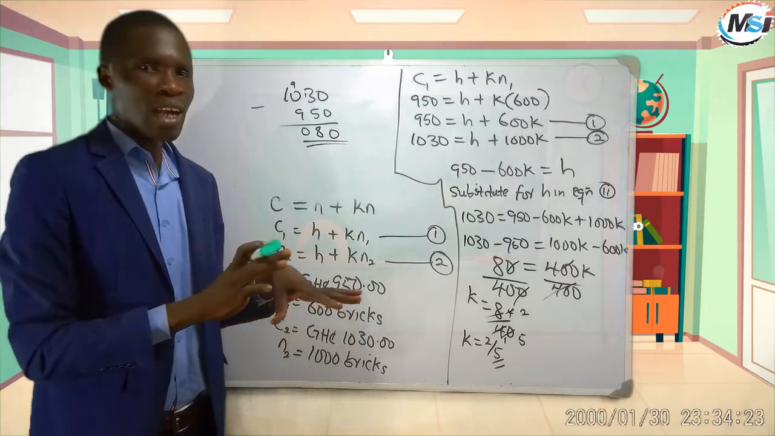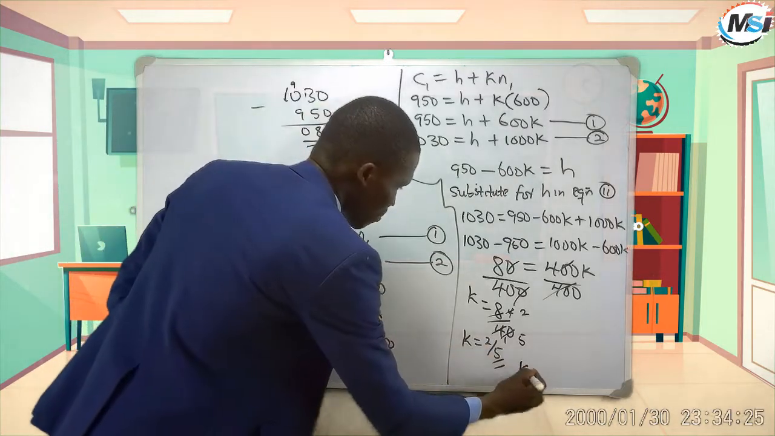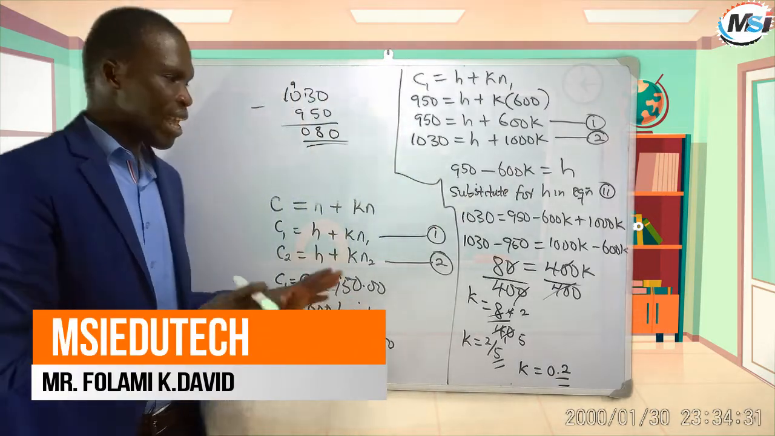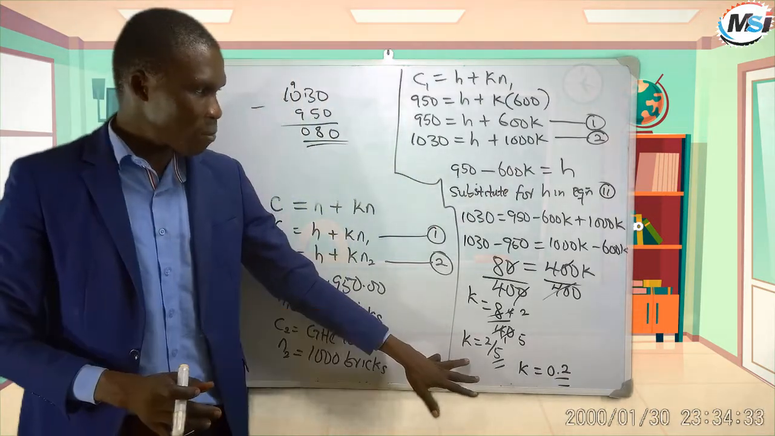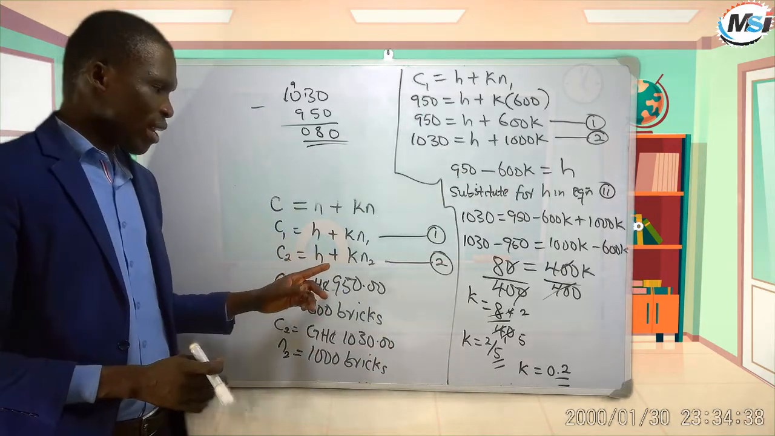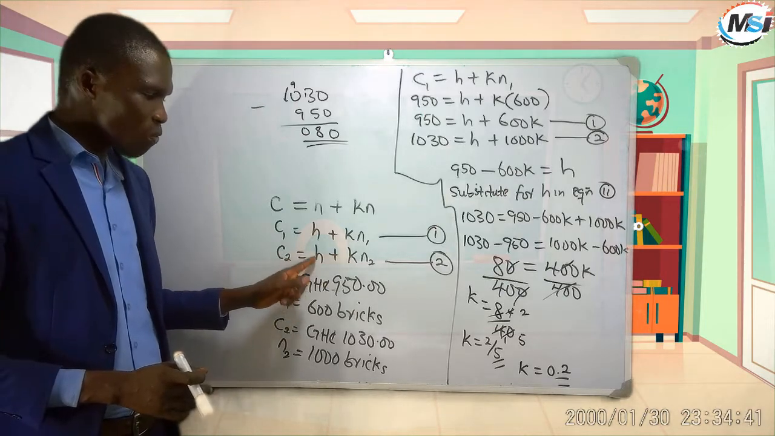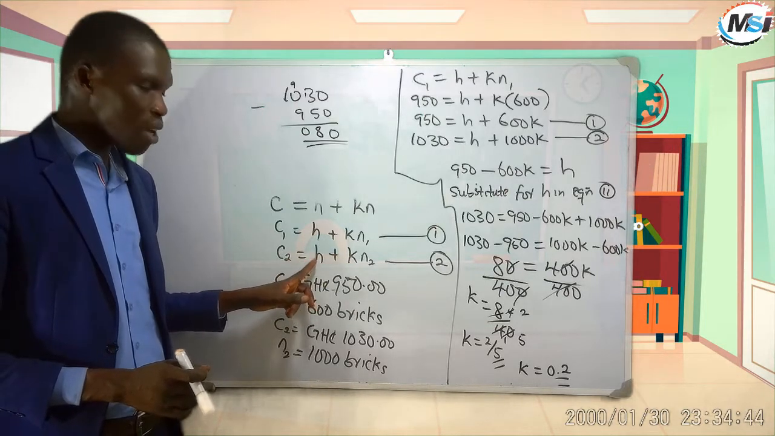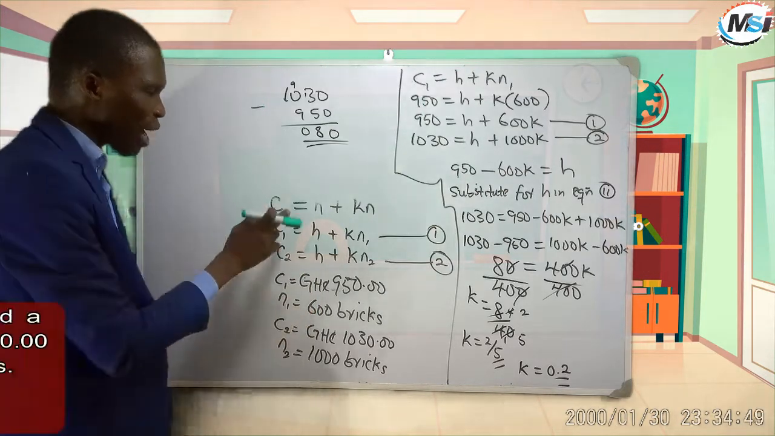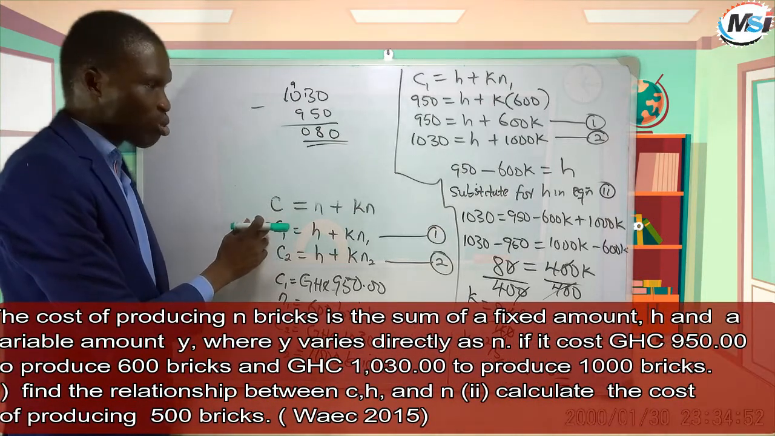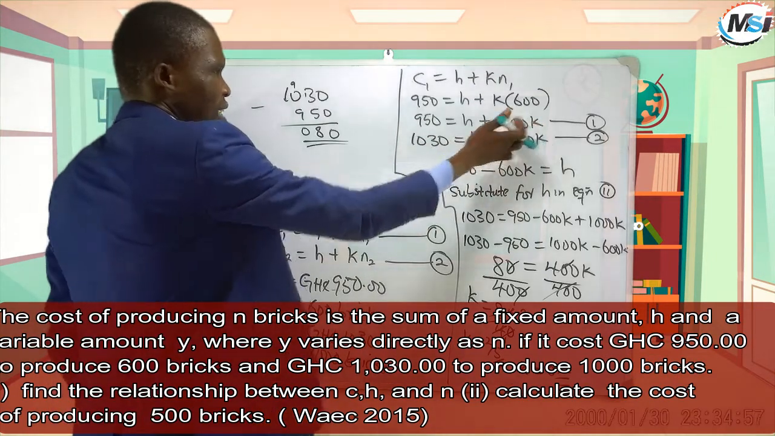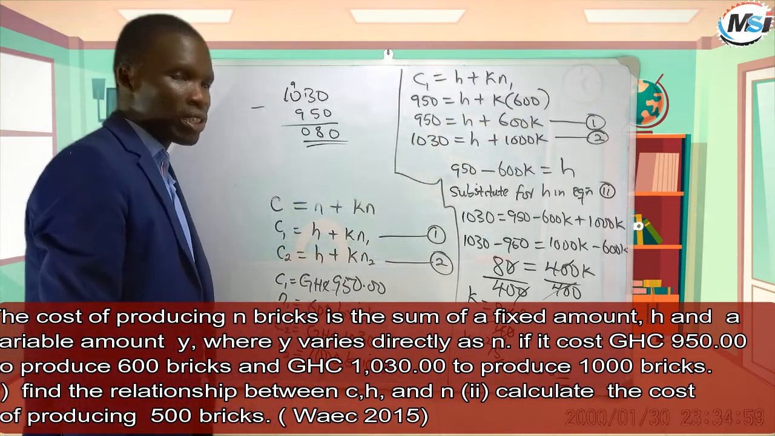Now, the next thing we are going to do is, let me write my k to be 0.2 so that I will not get confused. Now, we want to find h. We know the value of k, we know the value of C1 and C2, N1 and N2. We don't know the value of h. So, what are we going to do for h? We have to go back to this equation, the two equations, this or this. We substitute for k so that we can find the value of h.